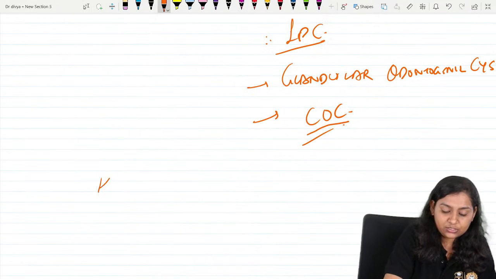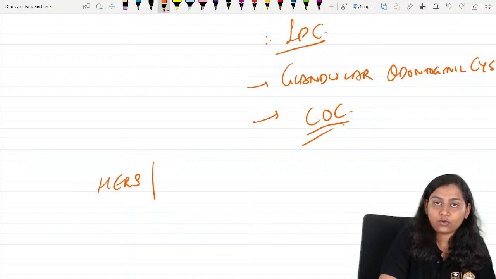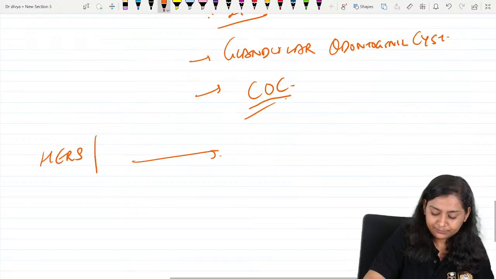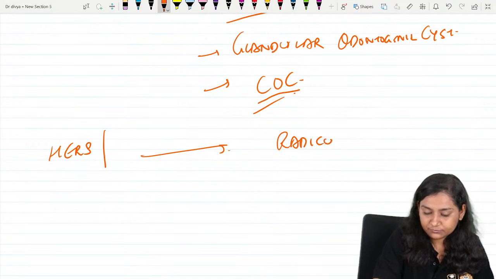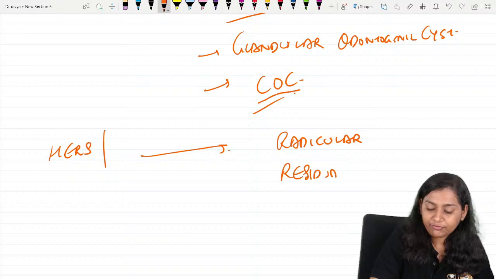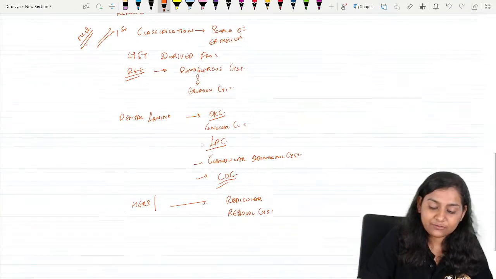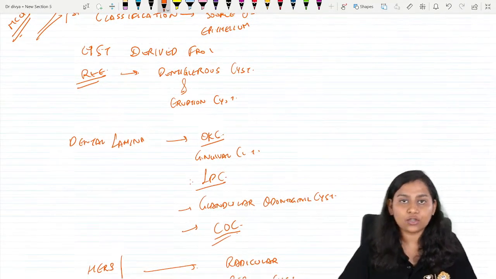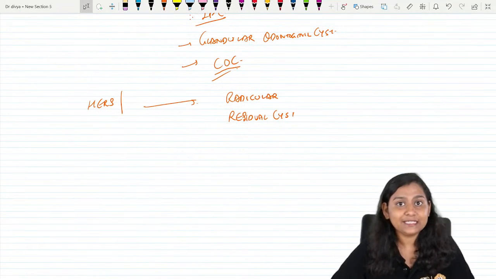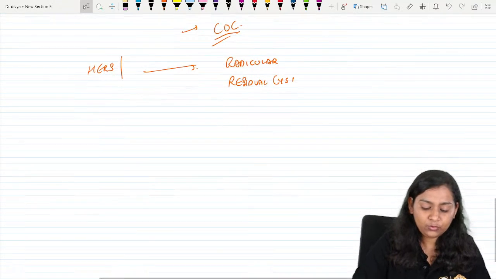While the cysts derived from HERS, also called remnants, the cell rest of Malassez, these are radicular cyst and residual cyst. So residual cyst is a type of radicular cyst. So the first classification is based on the source of epithelium of that particular cyst. Now the present 2017 classification was given by WHO.